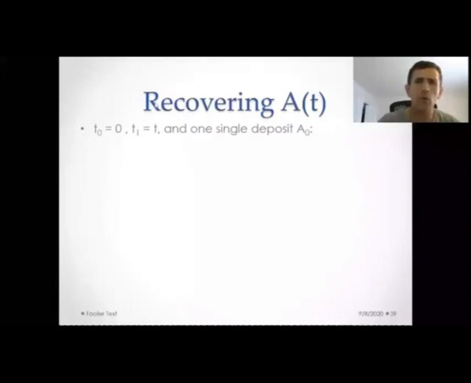Okay, so one important special case of our formula for A of t is when t0 equals 0, and t1 is some time after our initial time of t equals 0, and we're making one single deposit into the account at time t equals 0. So A of t0 is just A sub 0. And here it's going to be the integral 0 to t of delta t dt.